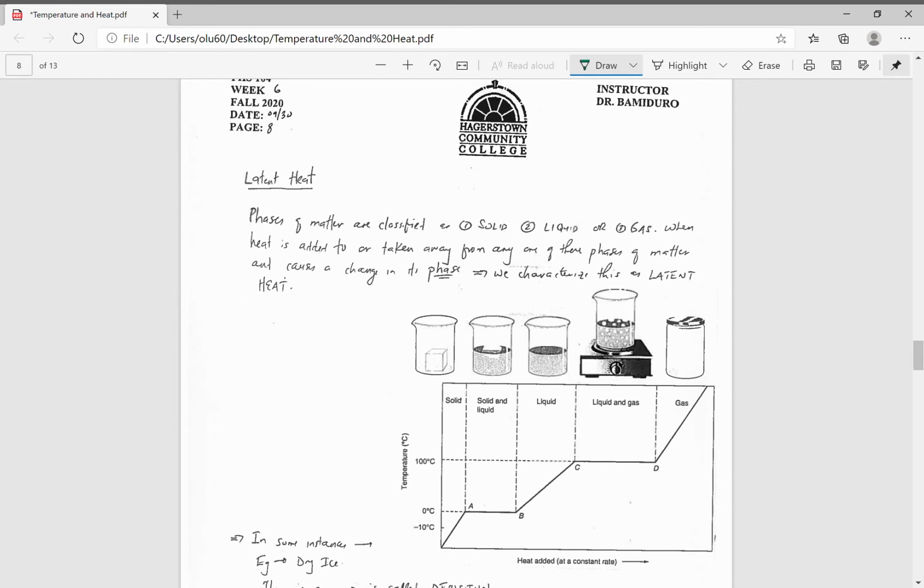Another related topic is latent heat. Phases of matter are classified, as you know from high school chemistry, as solid, liquid, or gas. Now, when heat is added or taken away from any one of these phases, there will be a phase change. And that phase change is characterized as latent heat.